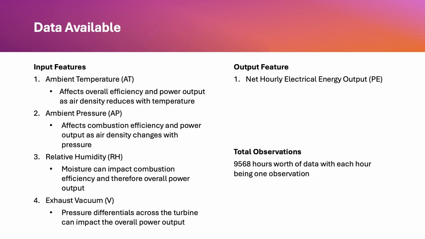To create any model, first we need to understand the data we have. For this power plant, we have about 9,600 hours of data. Each observation measures the ambient temperature, the ambient pressure, exhaust vacuum, and the relative humidity. Overall, each of these factors affects the output power and or the efficiency, and therefore can be key determinants for the power output.